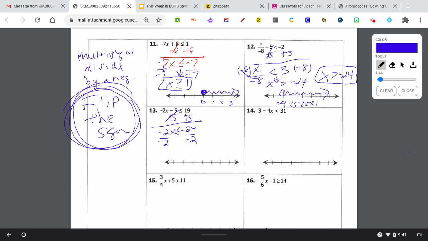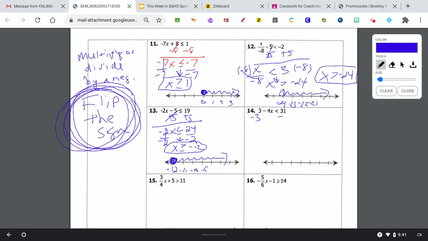Again, I just divided by a negative, so I got to flip the sign. That cancels. I get x now is less than or equal to -12. That flipped. I had to flip it. Okay, so I get -12, -11, -10, -9. It's a closed circle, and it's going to the right. Okay, and let's do one more.